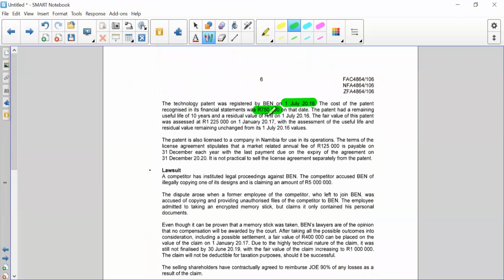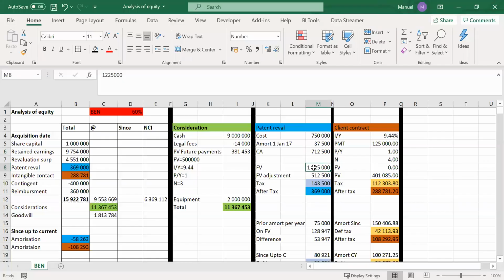Okay. All right, then they tell us that the fair value is 1225. From what we know, the useful life and the residual value were not changed. So we've got the carrying amount at that date. They've given us the fair value. So we will have a fair value adjustment of the difference between the carrying amount and the fair value. That will give us this 512.